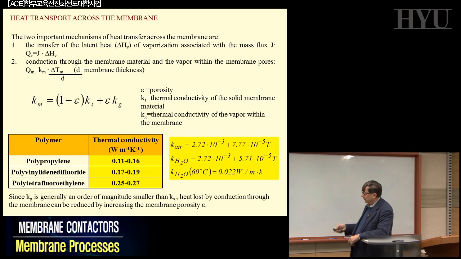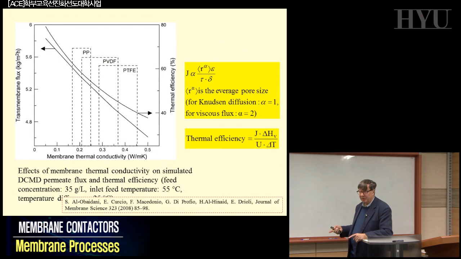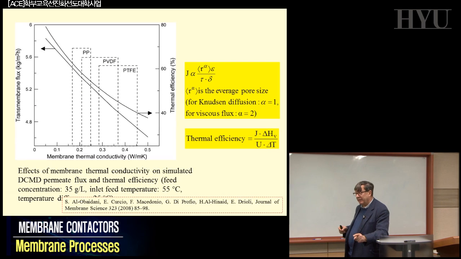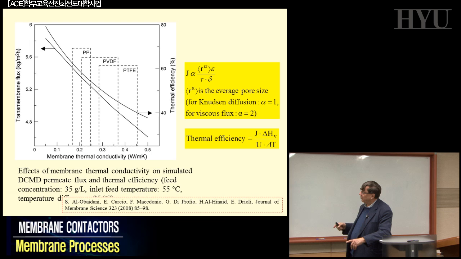Here are just some values if you have to make the calculation, and normally the Kg is one order of magnitude smaller than the Ks, so the heat loss by conduction through the membrane is reduced if we are increasing the porosity. If you increase too much the porosity, however, you are destroying mechanical properties. That is one of the areas where people are working. Today, the membranes that you buy commercially, they tell you that the overall porosity is of the order of 60, sometimes 70. Very unusual. If you measure by yourself, this number is 45, 50.